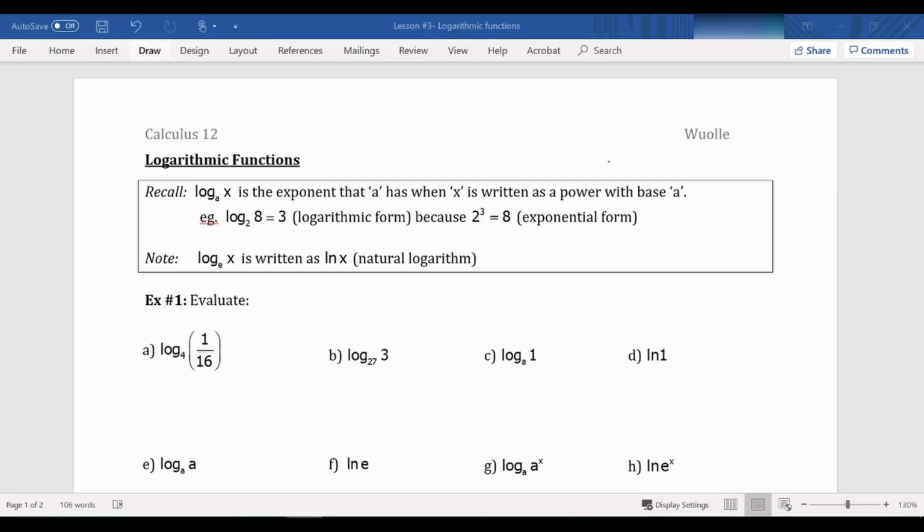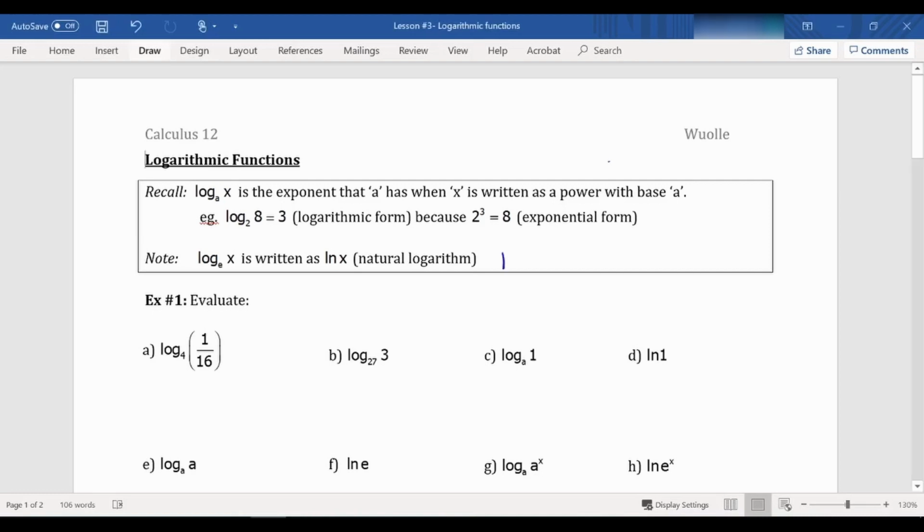If you recall from way back in chapter 1, when we started talking about e, we talked about a special logarithm that was log base e, and we write that as ln x. This is called the natural logarithm. So just a reminder that a logarithm is the inverse of an exponential function.